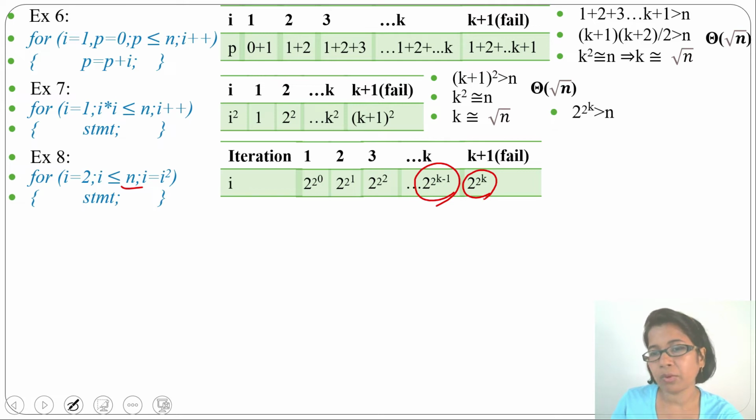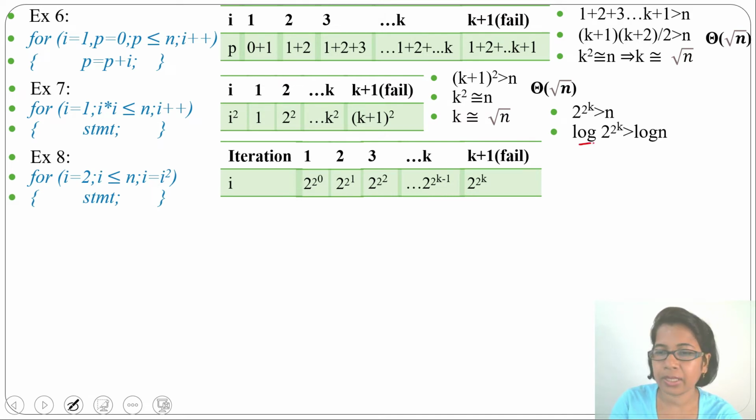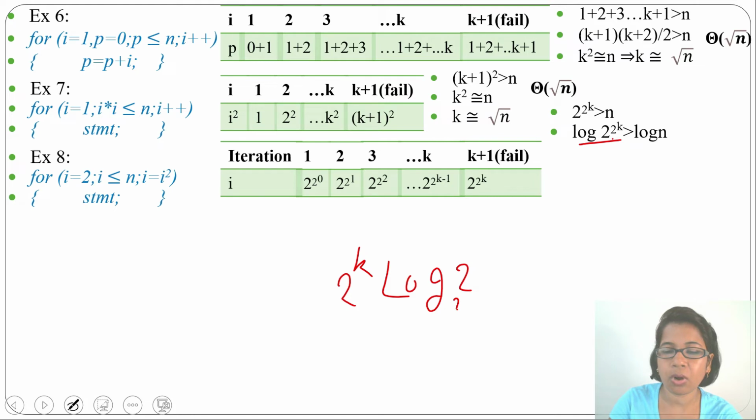Take log on both sides. After taking log, we'll get log of 2 power 2 power k greater than log n. Now you can simplify this. This 2 power k you can take to the left side, so it will be 2 power k log 2. And we know log 2 base 2 is 1. So 2 power k will be greater than log n.